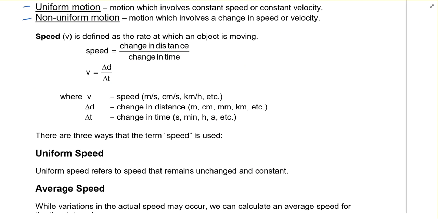Speed, so this is our first formula we're going to have. Speed is going to be equal to the change in distance divided by the change in time. That's what our little triangle there means. It just means change in. So whatever your final distance is minus your initial distance. Time, same thing, change in time, whatever your final time is minus what your initial time was.